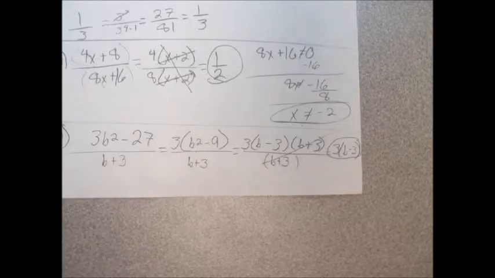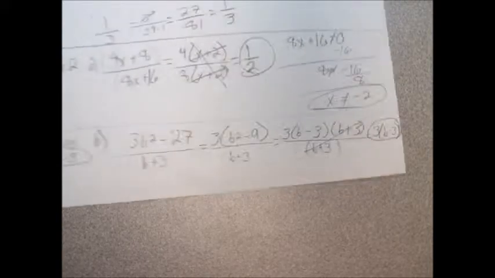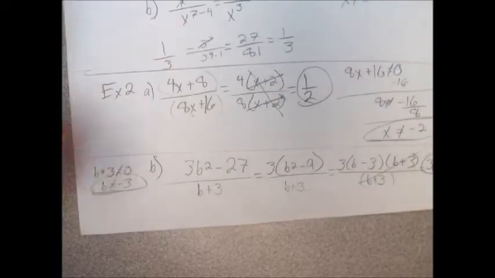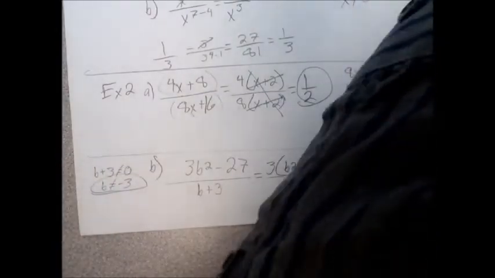Now, the reason I'd say identify your excluded values at the very beginning is because if you don't do that at the very beginning, chances are you'll get down to this and go, oh, I'm done. There's nothing on bottom. But there was something on bottom at the very beginning, so make sure we do that. Okay, moving on. On example 3.